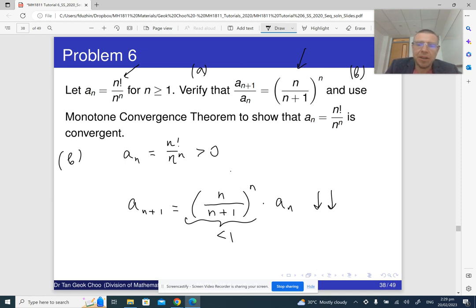On the other hand, our sequence is decreasing. So a_1 is bigger than a_2, a_2 is bigger than a_3, and so on. So all the terms of our sequence are definitely smaller than or equal to a_1. So a_n is bigger than 0, and it is also smaller than or equal to a_1, which is, I guess, just 1. So all the terms of our sequence are sandwiched between 0 and 1, and the sequence is decreasing. So it means that the monotone convergence theorem can be applied, and it tells us that the sequence converges.